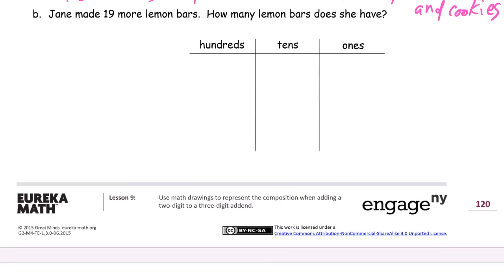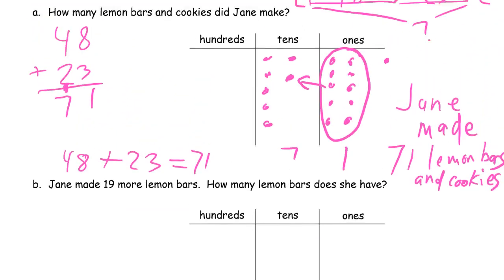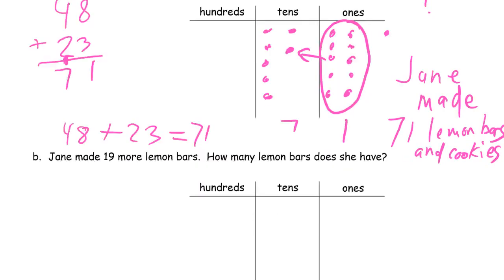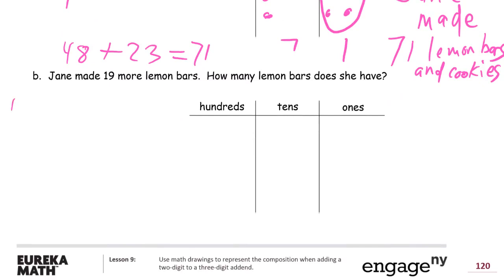Jane made 19 more lemon bars. How many lemon bars does she have? So she had 48 lemon bars in part A, right? That's what it said before. So we're going to have to add the 48 and the 19. So she had 48 before, and then the more is 19.